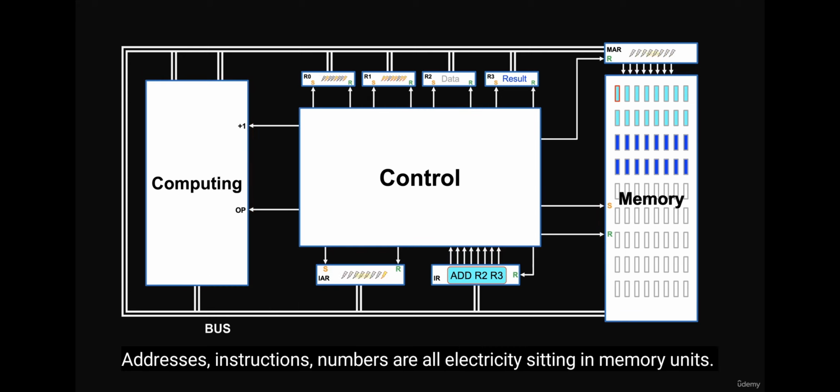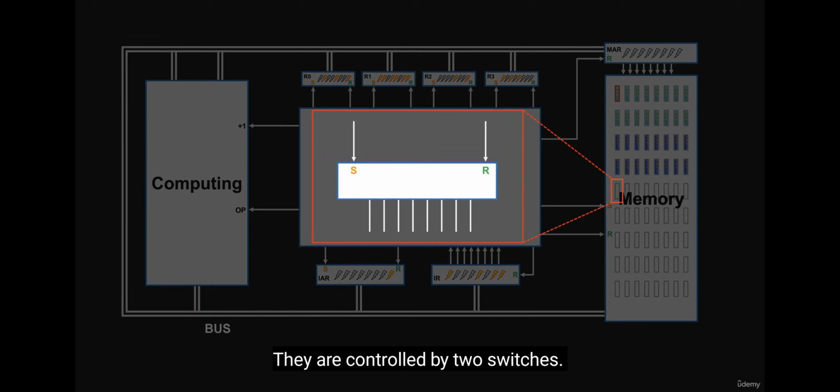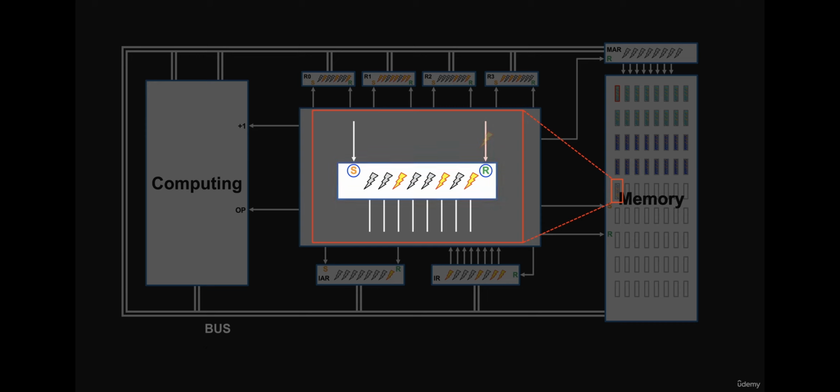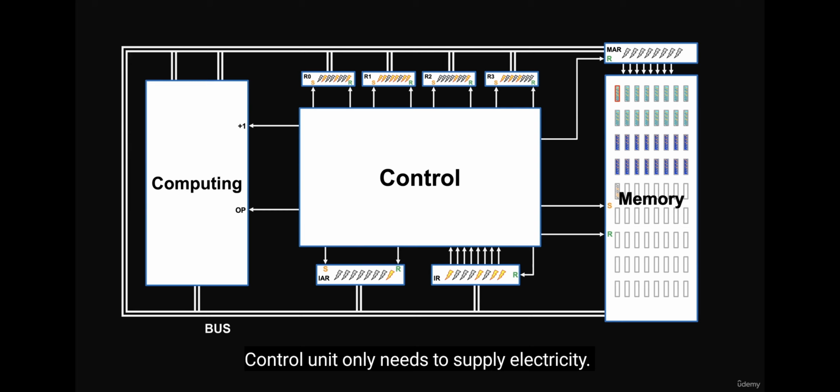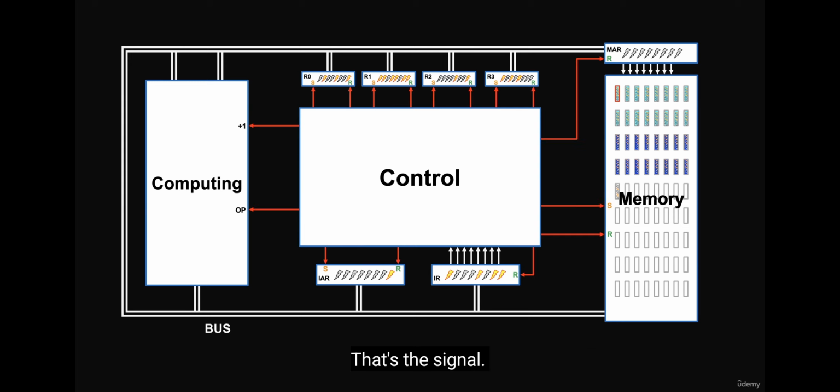Okay, addresses, instructions, numbers are all electricity sitting in memory units. They are controlled by two switches. One can be turned on by electricity to let electricity in. One can be turned on to let electricity out. So now to do things, the control unit only needs to supply electricity. That's the signal. How to do that?